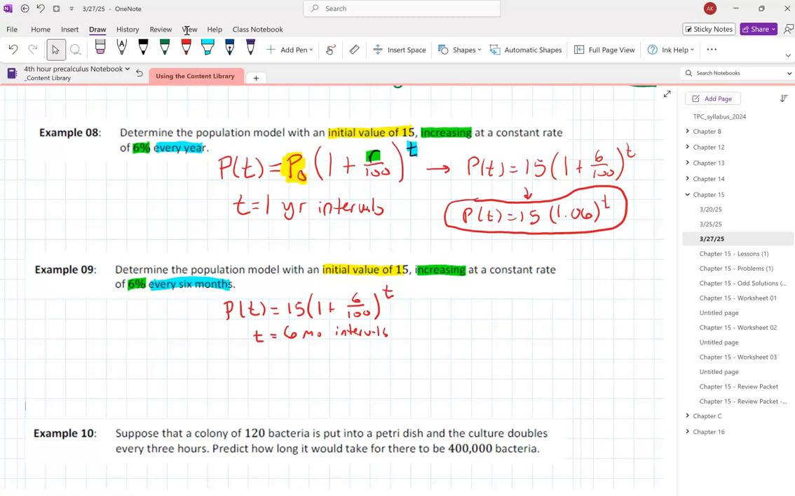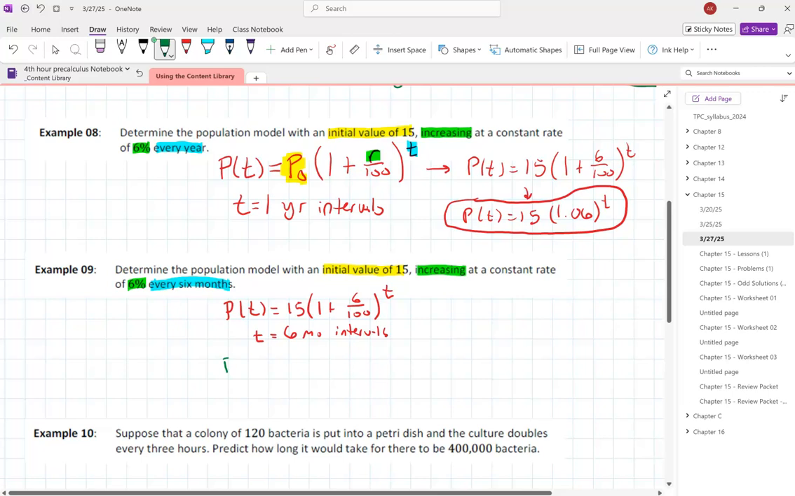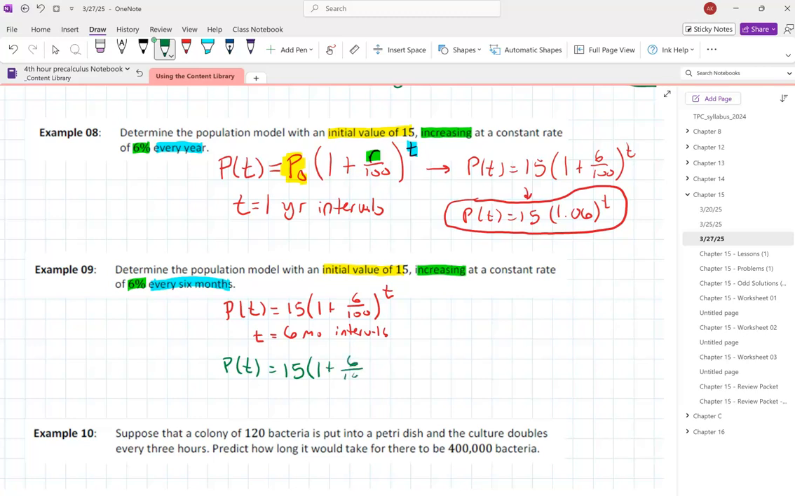What I'd probably rather have is to be able to write my model in terms of years or months. So if I did this in 1-year intervals, how many 6-month intervals are in a 1-year interval? 2, right? So my exponent here should be 2t, because I have 2 6-month intervals in every year.